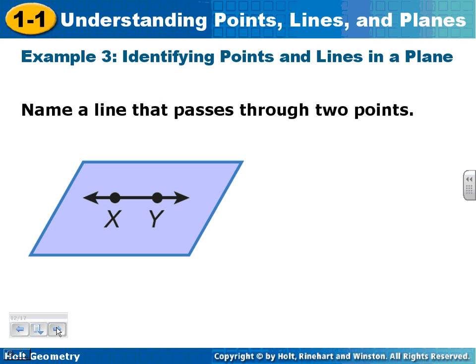Example 3, identifying points and lines in a plane. Name a line that passes through 2 points. It'll be something like this, XY. Notice the arrows above it. That's how you name it. If that was in the yearbook, off to the side would be the name, and it would be that right there, XY with the name above it. Another way of saying it is YX with the line above it. So that would be acceptable as well.